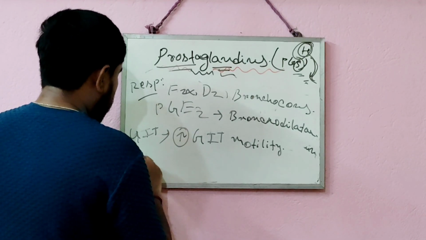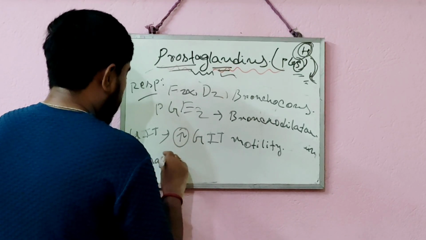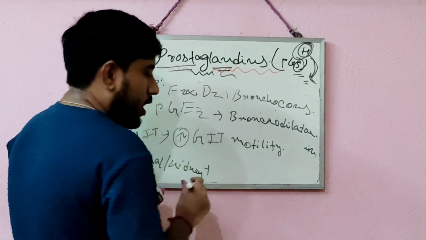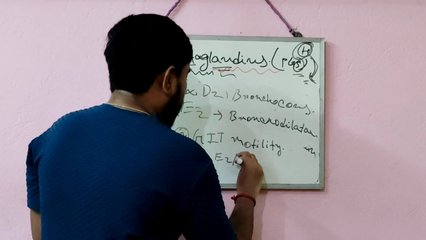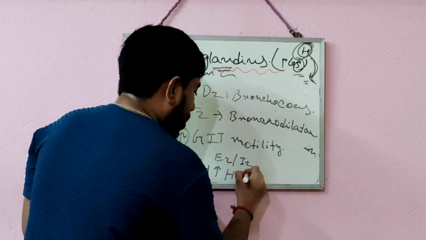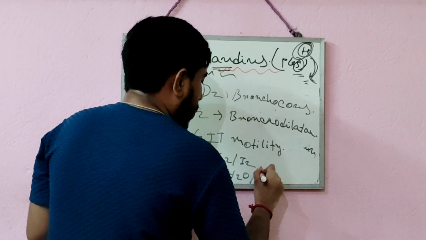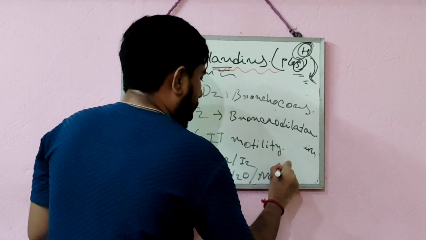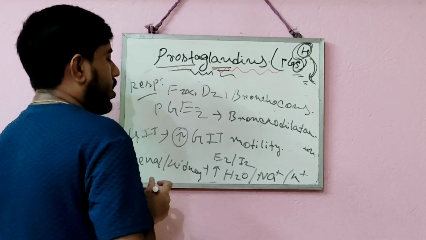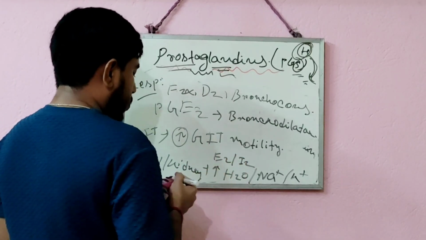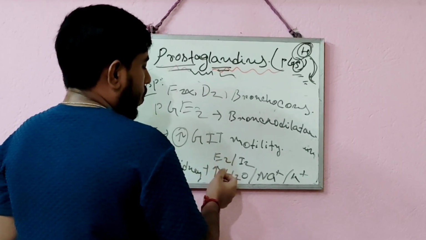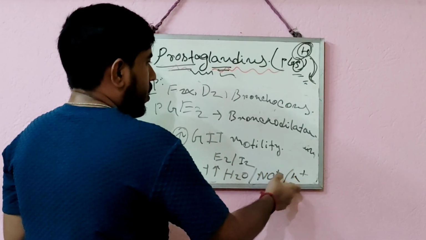Then we'll discuss the action of prostaglandin in the renal system, or kidney. In the kidney, what will it do? In general, E2 and I2 will increase the release or excretion of water, sodium ion and potassium ion. So in renal, prostaglandin E2 and I2 will generally increase the retention or secretion of water, sodium ion and potassium ion.